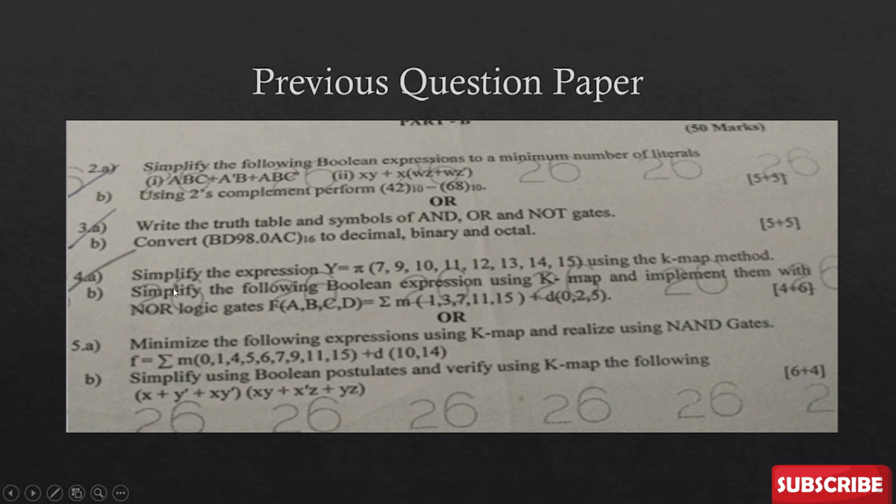And again, in the second unit, as we spoke about K-map, here a K-map question is given, and expression for K-map. Again, minimize the following expression using K-map. Again, simplify the Boolean expression and verify using K-map. So everything is associated with the K-map in the second unit.